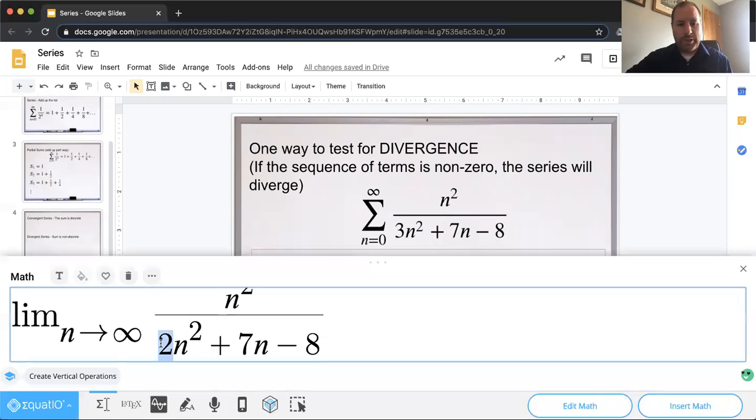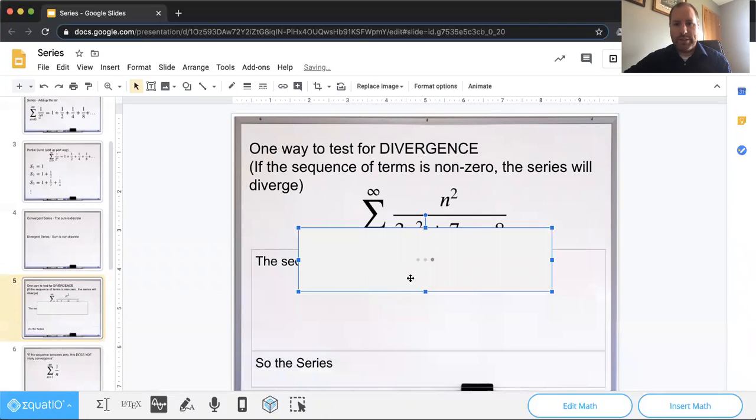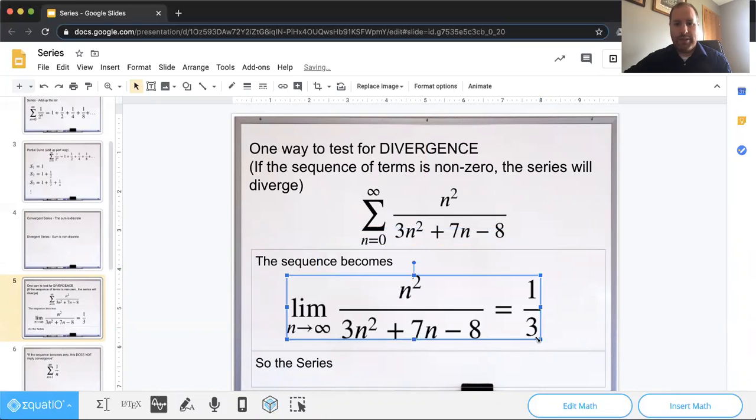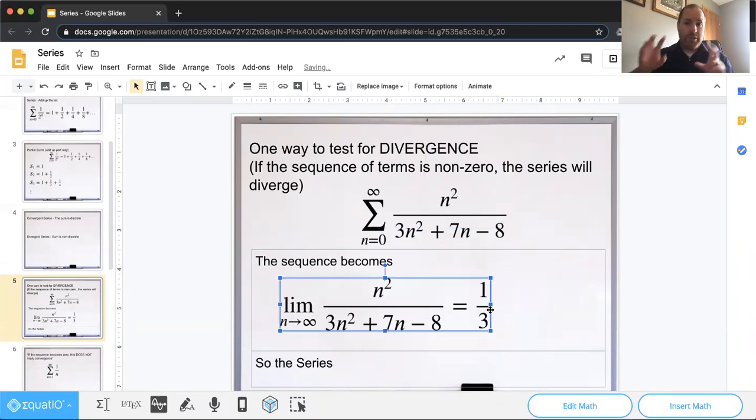So we would test the limit here, and you guys can probably see this thing here. You could use L'Hopital's rule, which would probably be the most efficient way here. We're going to get 2/6, which is 1/3. So here, this thing goes to 1/3. So one way to test for divergence is to check the limit of this sequence, and we can see the sequence converges. The sequence converges, which means the series will diverge.